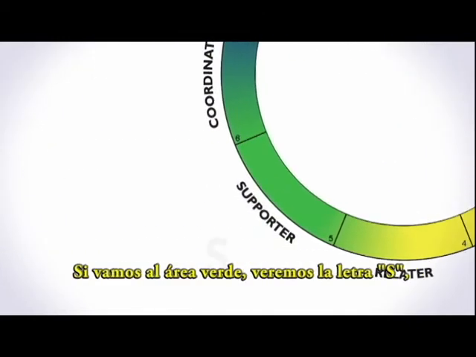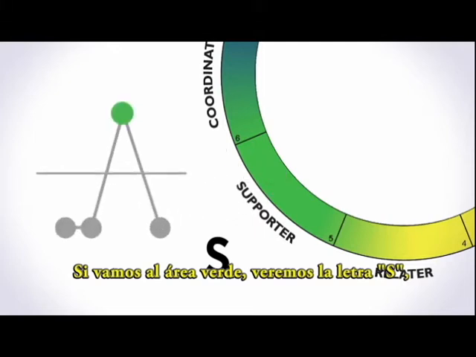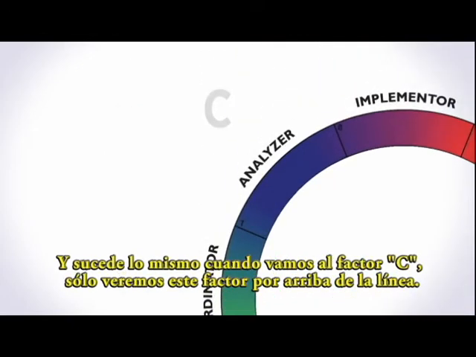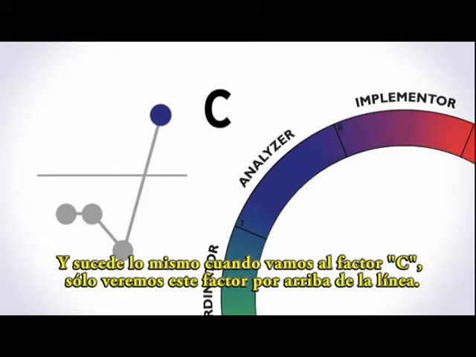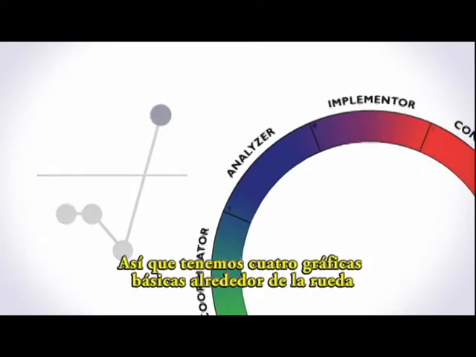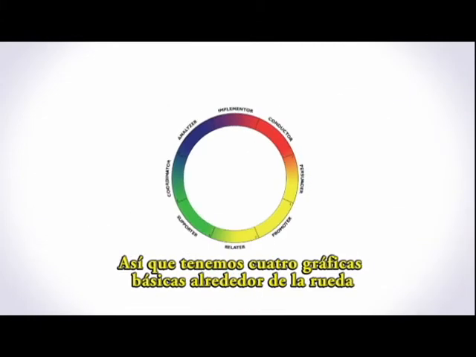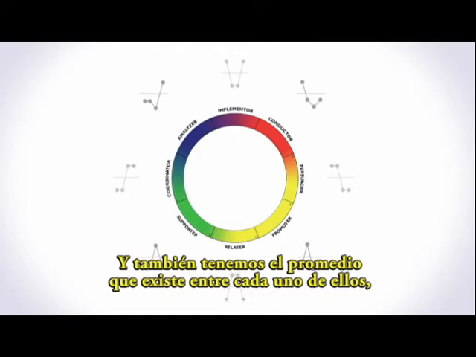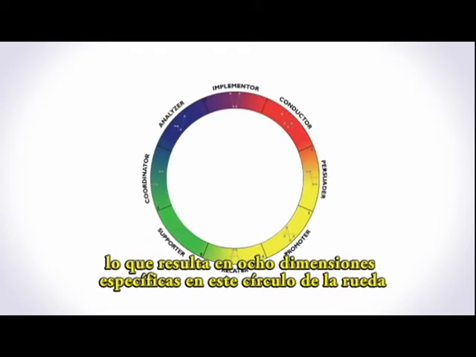Moving over to the green area, we see the S. Again, only one factor above the line, and up to the C, analyzer, we see only one factor above the line, and that is the C factor. So we have four major plotting points out on the outside of our particular wheel, and then we have the average of those in between to come up with our 8 specific dimensions.